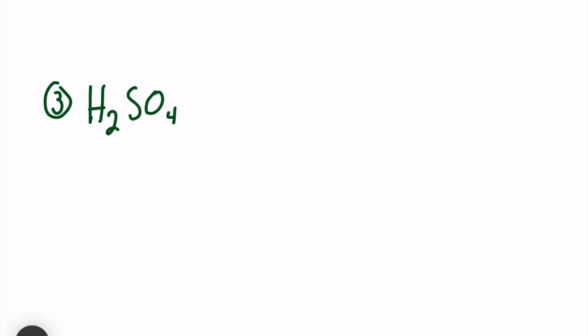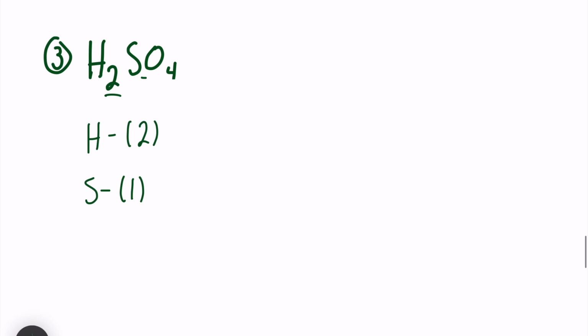H2SO4. Okay, so first, let's count how many of each element's atoms we have. First off, we have our hydrogen, and we have 2 of them based on our subscript here. Next up, we have sulfur, and we do not have a subscript next to our S, so we just have 1 sulfur atom in this molecule. Finally, we have one more element. We have oxygen, and there are 4 oxygen atoms in this molecule, so we know we're going to have to multiply its molar mass by 4.